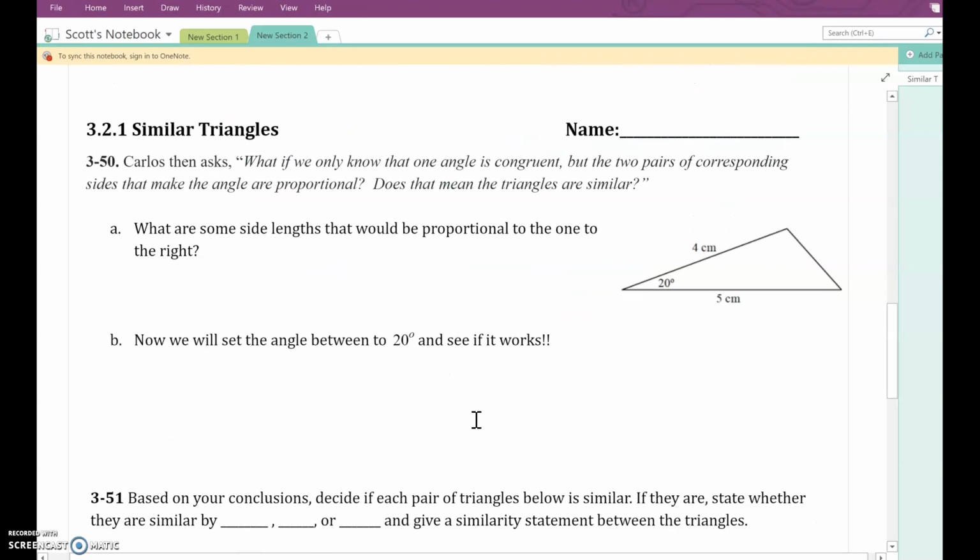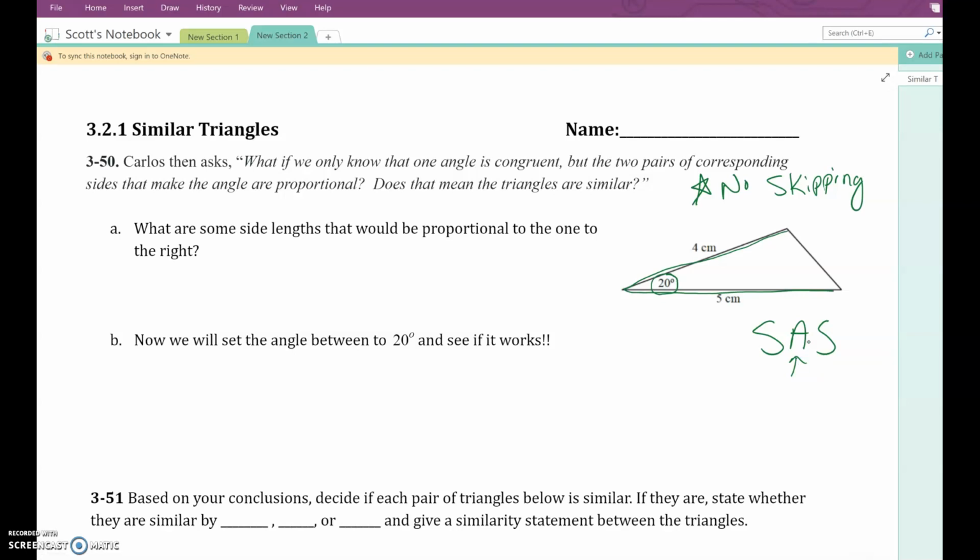Now Carlos asks, what if we only know that one angle is congruent, but the two pairs of corresponding sides are proportional? Does that mean that they are similar? So, see how this angle is in between? We're going to investigate the side angle side. So notice that I am not skipping. You'll see me do this a lot. So it's side, then the angle, then side, with the angle right in between.